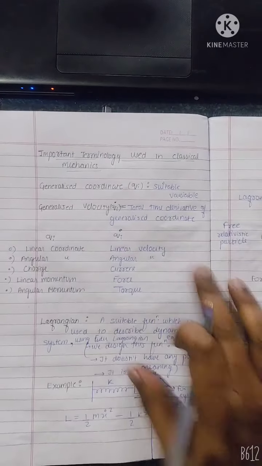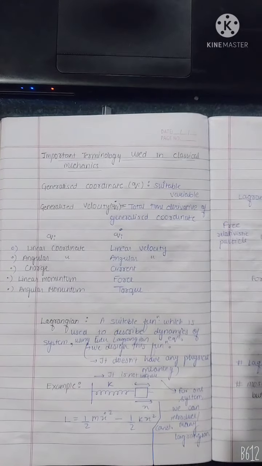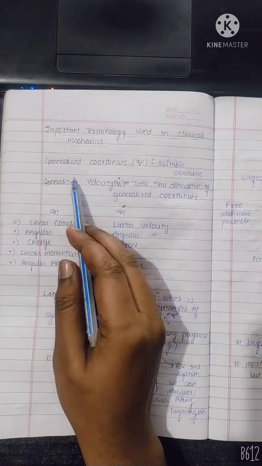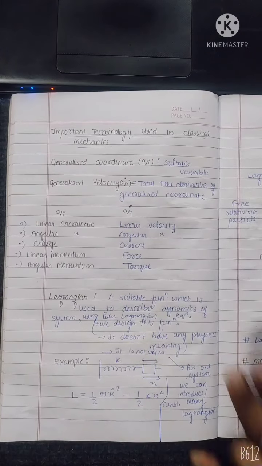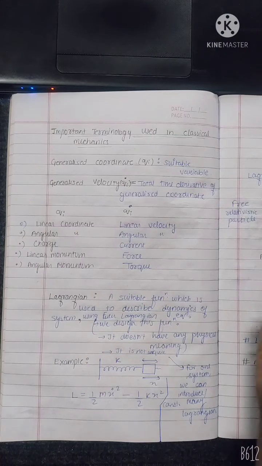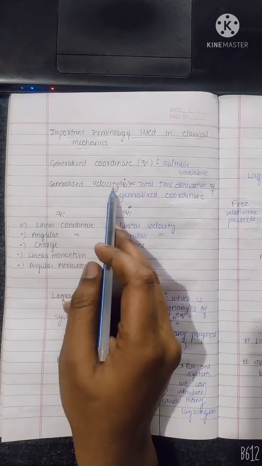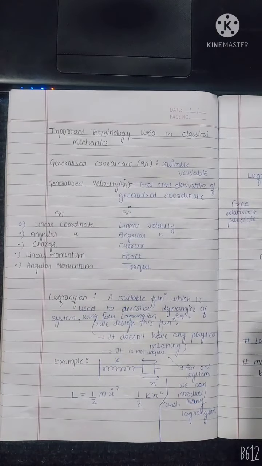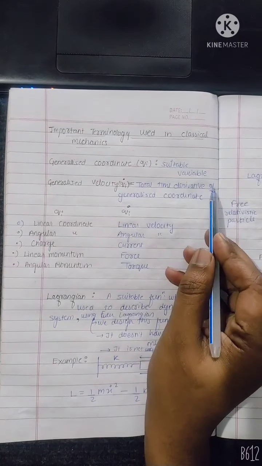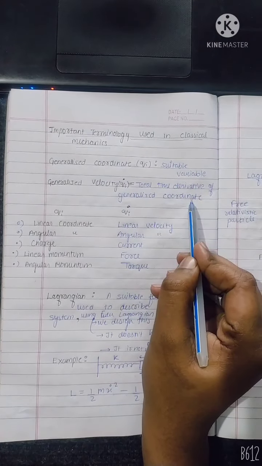Now, important terminology used in classical mechanics. The first thing, the generalized coordinate, q_i. We denote the generalized coordinate as q_i, where i denotes the number, like q1, q2, q3, etc. The basic definition is that they are suitable variables, whatever we choose. Generalized velocity is q_i with a dot above it. This dot denotes the total time derivative of the generalized coordinate.